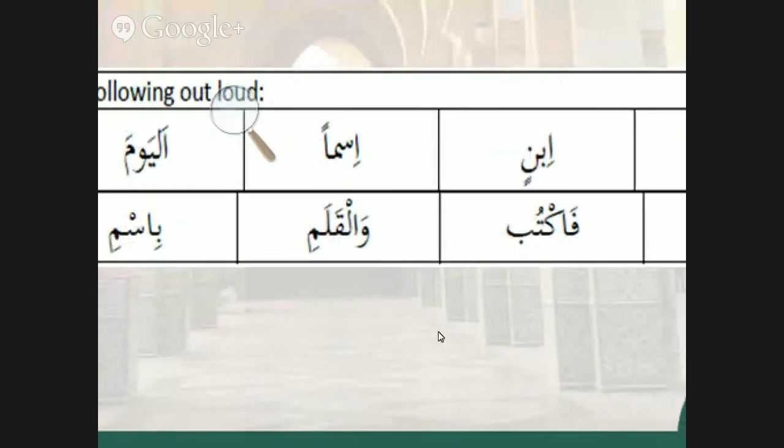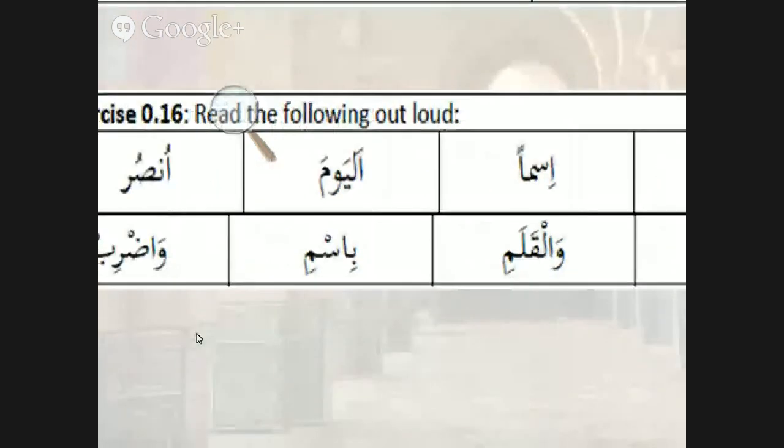That's a hamzatul wasl, that's a sin, and that's a meem, and then an alif. It's one of those ligatures. Sin, meem, alif. Ismun. Right? Ismun. Let's try one more. Let's try that one. Al yawma. Al yawma. Yeah? Al yawma. One more.